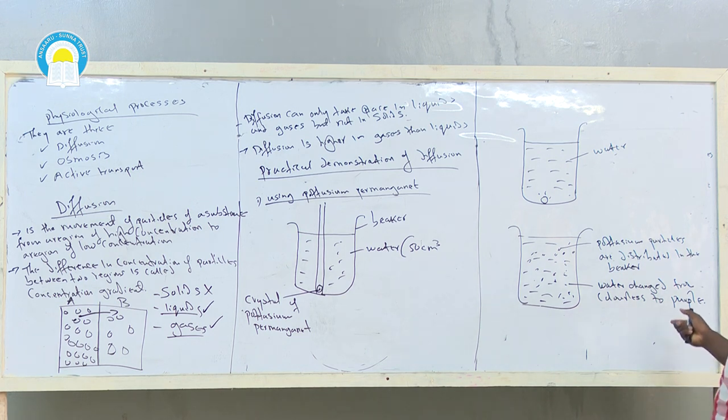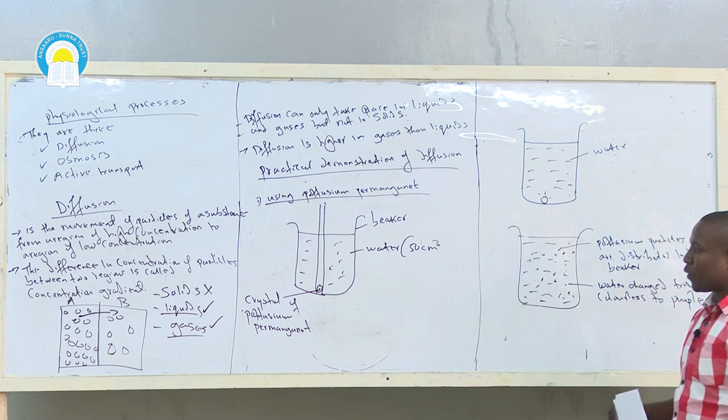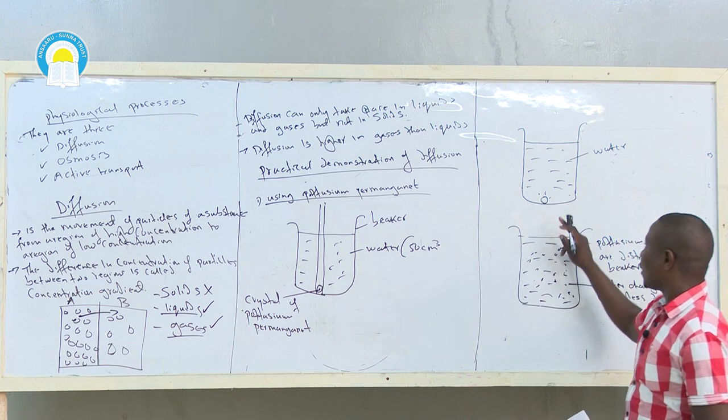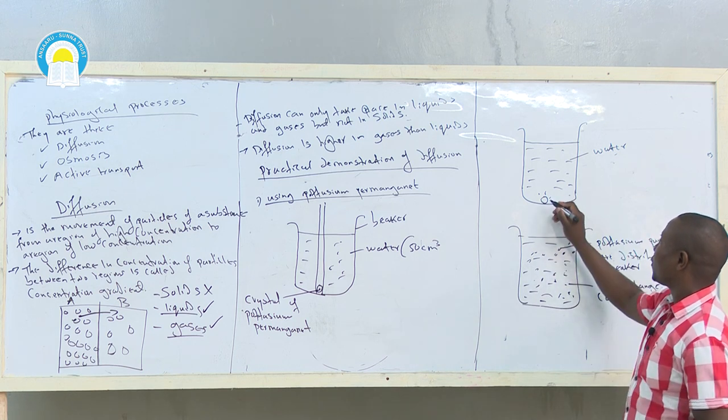That is the exact diffusion that has taken place. You can see here was a crystal. The crystal started dissolving, this potassium permanganate crystal.